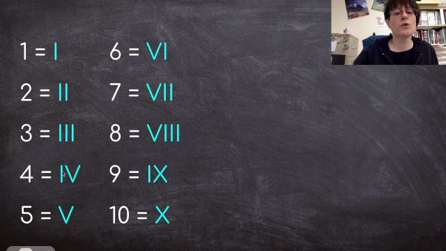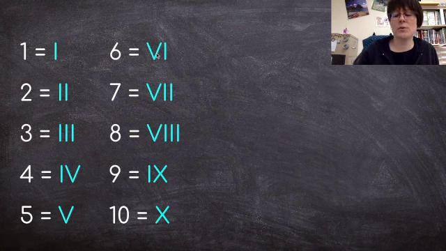Remember, for 4, you put the I out front, and it means to subtract 1 from the V, which is 5. And the same thing with 9, you're subtracting 1 from the X, and the X is 10. Otherwise, for 6, 7, and 8, if it's after, you add it to the 5. Okay, so that's just a quick review of Roman numerals.